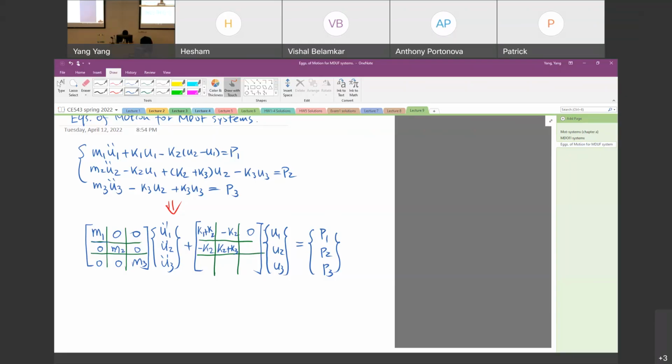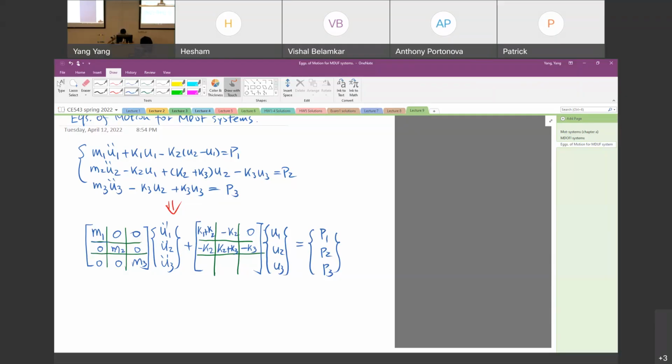Okay, so in the middle cell, just negative K2. You're right. Yes. Negative K2 and K2 plus K3, and then 0. Okay. How about the third one? 0. The third cell in the second row, negative K3. Because if you look at the second equation, the factor for the U3 is minus K3. Thank you, Hisham.